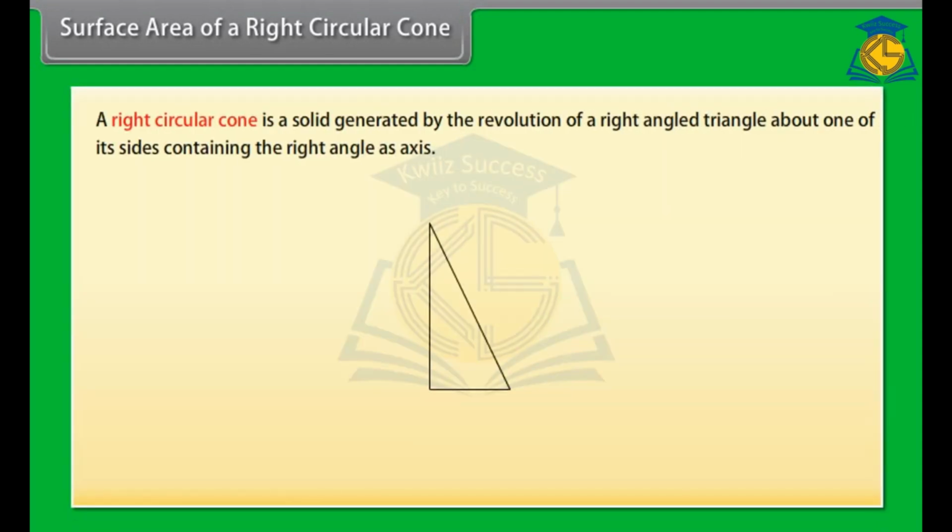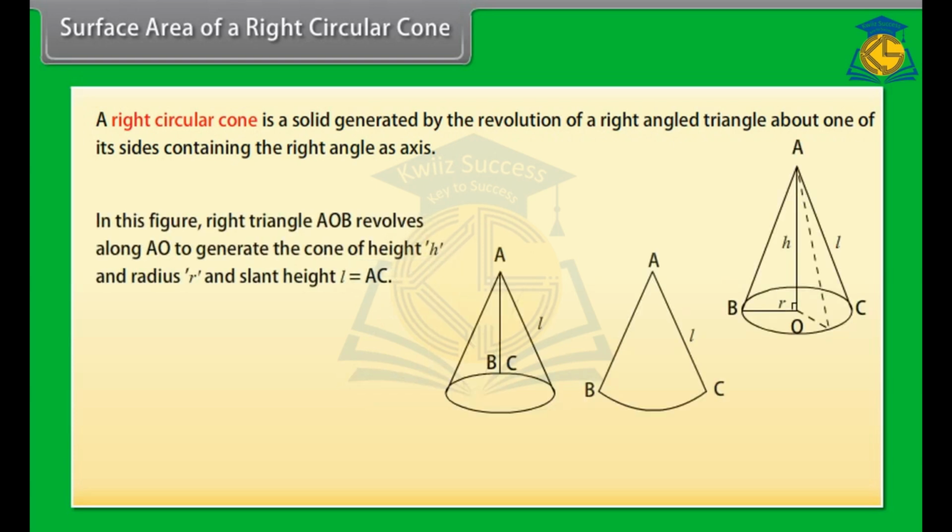A right circular cone is a solid generated by the revolution of a right-angled triangle about one of its sides containing the right angle as axis. In this figure, right triangle AOB revolves along AO to generate the cone of height h and radius r, and slant height L is equal to AC.